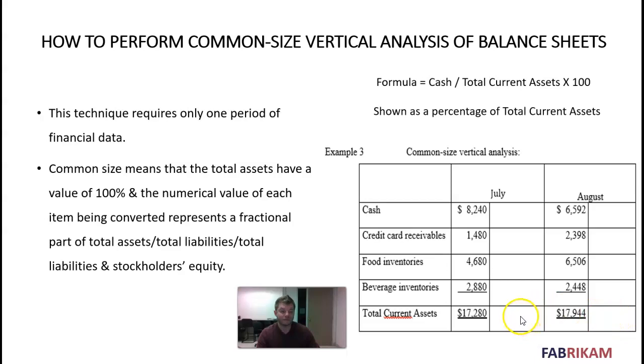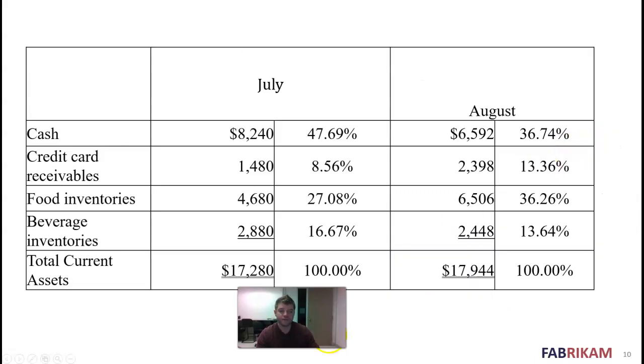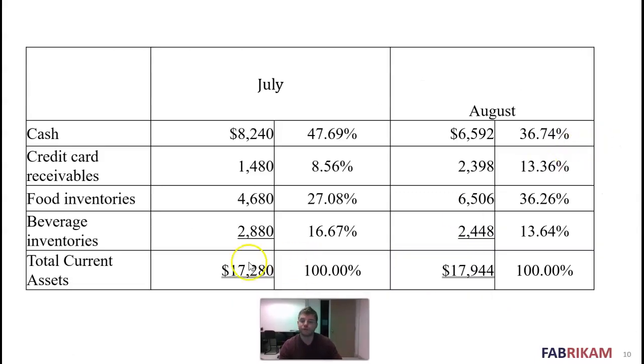And of that 100%, I want to know how much cash makes up of it, credit card receivables, food inventories, beverage, so on and so forth. Again, that's shown as an example. So here they've gone through, they've figured out that this is obviously 100%. Every item here will be divided by the total current assets to give you an amount.